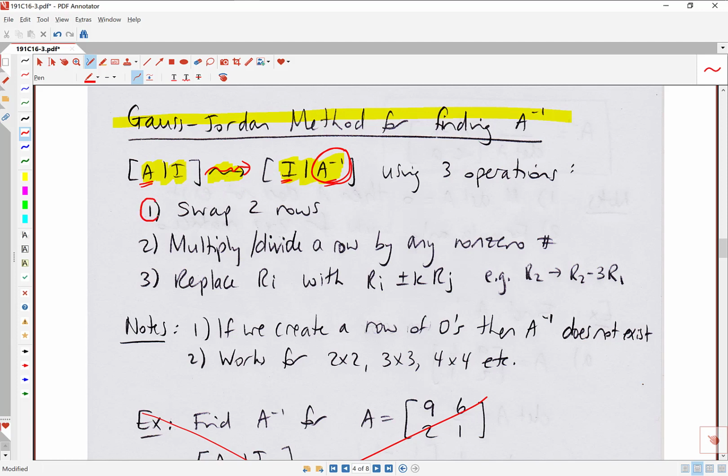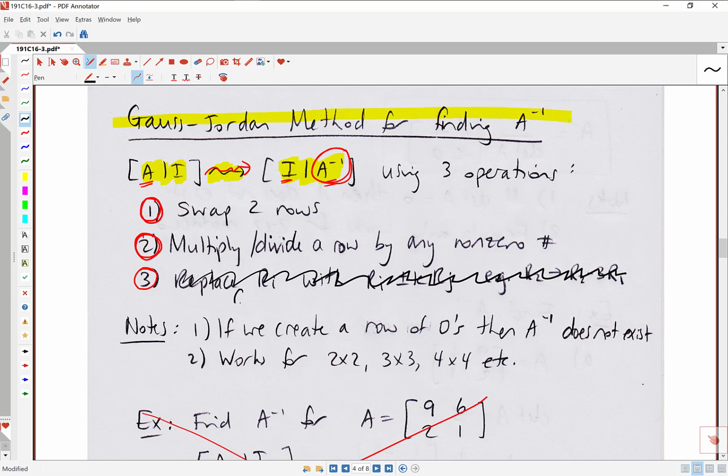The first thing we can do is swap 2 rows in the matrix. We can multiply or divide any row by any non-zero number. So you can multiply a row by 2, or you can divide a row by 3. And then there's a third type of operation that we're going to do. I'm just going to describe this one a little differently than it's written in the notes, just to make this a little bit more intuitive.